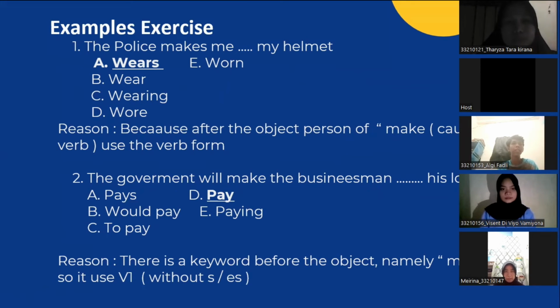Example exercise. Number 1. The police make me blah blah blah my helmet. Answer is A. Wear. Reason, because after the object person of make, causative verb, use the verb form 1. Number 2. The government will make the businessman blah blah blah his loan. Answer is D. Pay. Reason, there is a keyword before the object, namely make. So use verb 1 without S or AS.